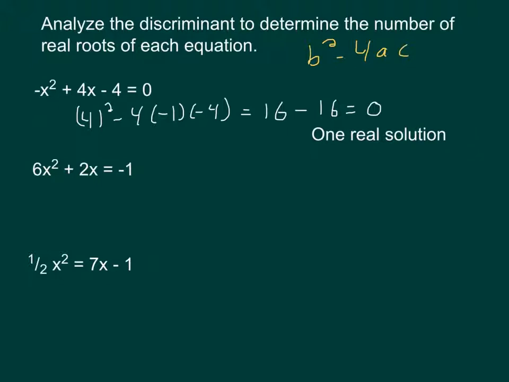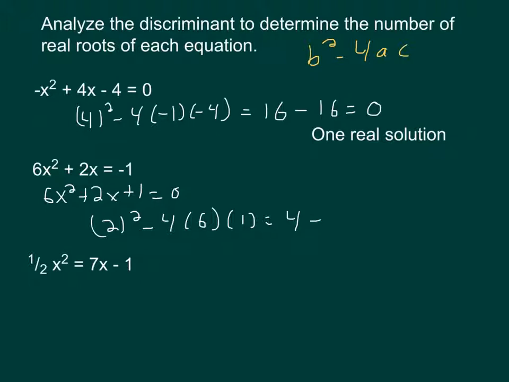The next one's not quite in standard form yet, so I'm actually going to have to add 1 to each side to make this 6x squared plus 2x plus 1 equals 0. I'd have to do that first in order to get there. So now I just use the discriminant, which is b squared, that's 2 squared, minus 4 times a is 6, times c is 1. And that's going to be 4 minus 24, which is negative 20.